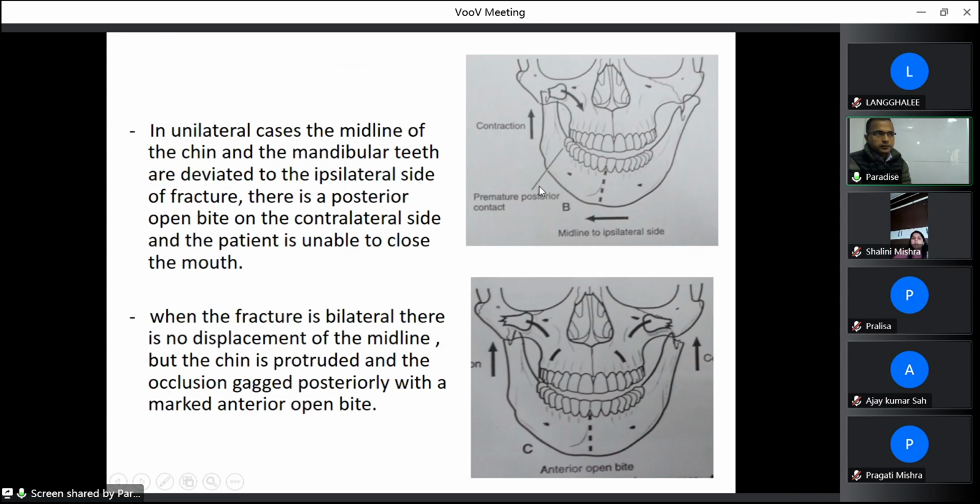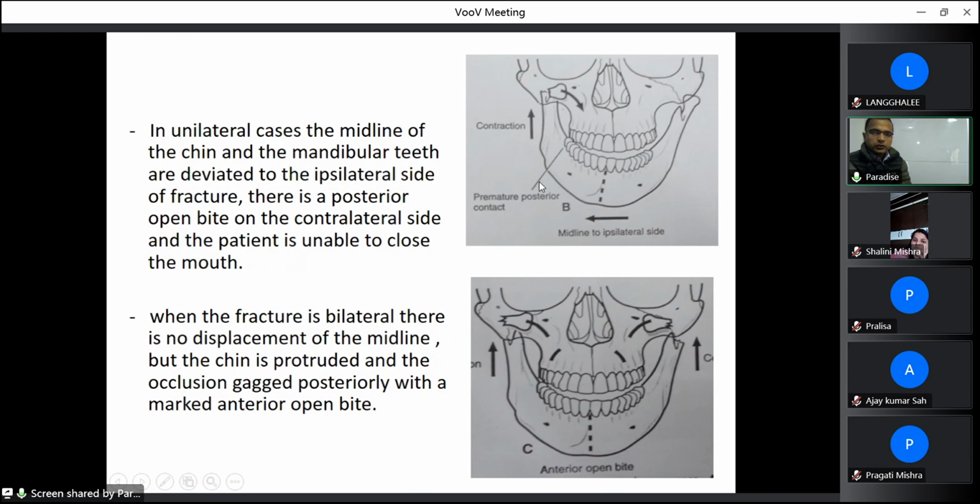Once the condyle is fractured, due to contraction of the masseter muscle and medial pterygoid muscle, it is pulled superiorly. As the ramus is pulled superiorly, the ramal height will be decreased. There will be posterior premature contact in the molar region. So as there is premature contact in the molar region, it will create a posterior open bite on the contralateral side, and the midline is shifted to the same, ipsilateral side.